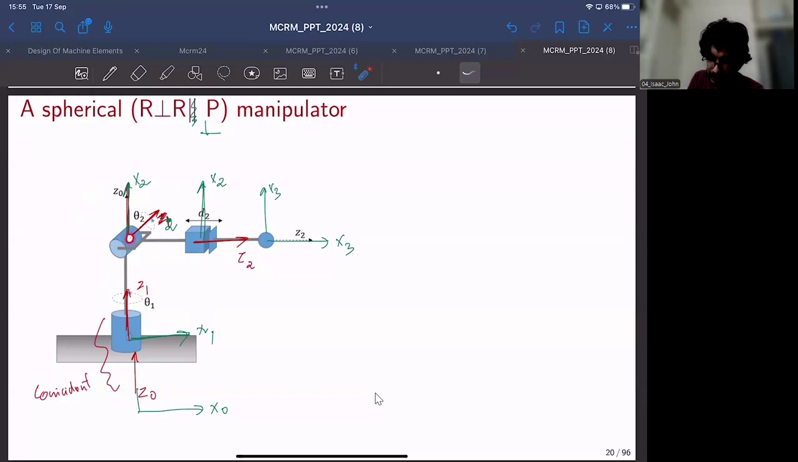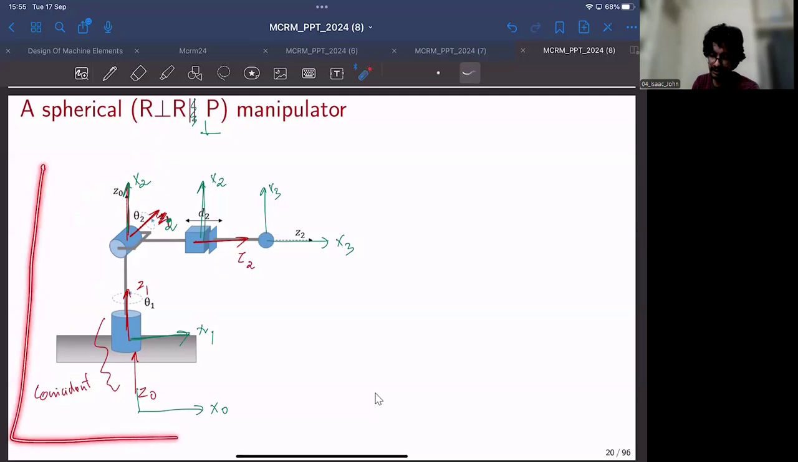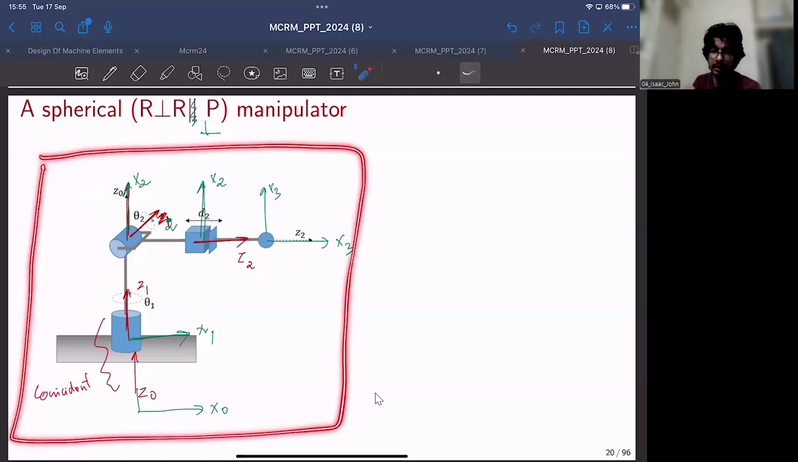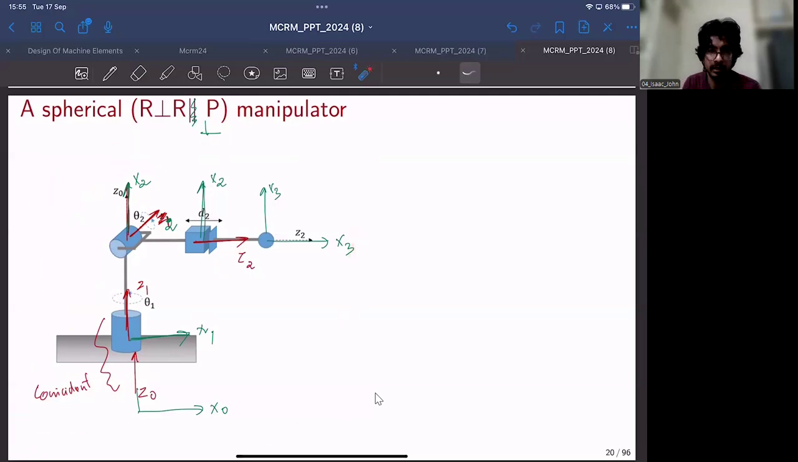So ideally, Z1 would be like this, and X1 would be like this, and Z2 would be like this, X2 would be like this. So obviously the frames are oriented in a different way, but they are more or less coincident. If you do that, you will be able to get the transformation matrix, but you may not always get it in the first try because it's always a trial and error process.